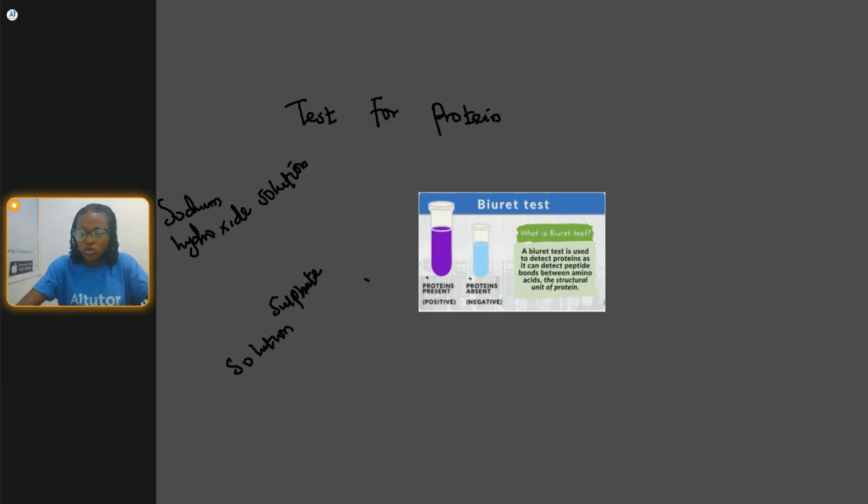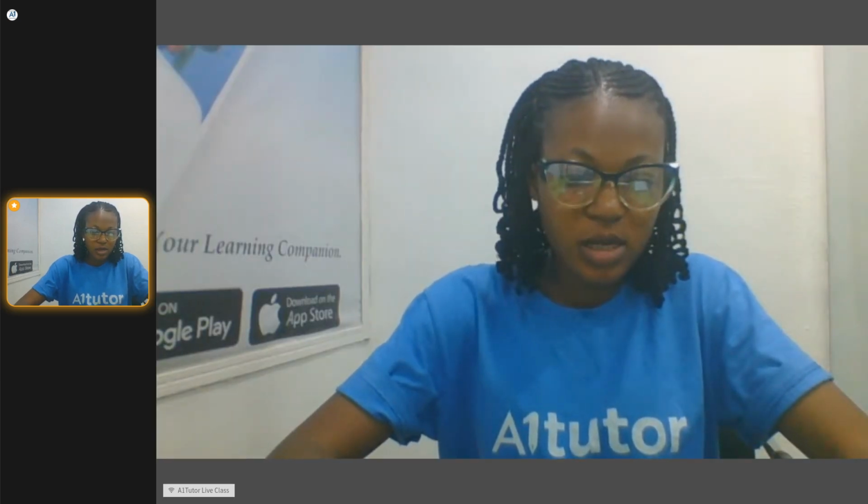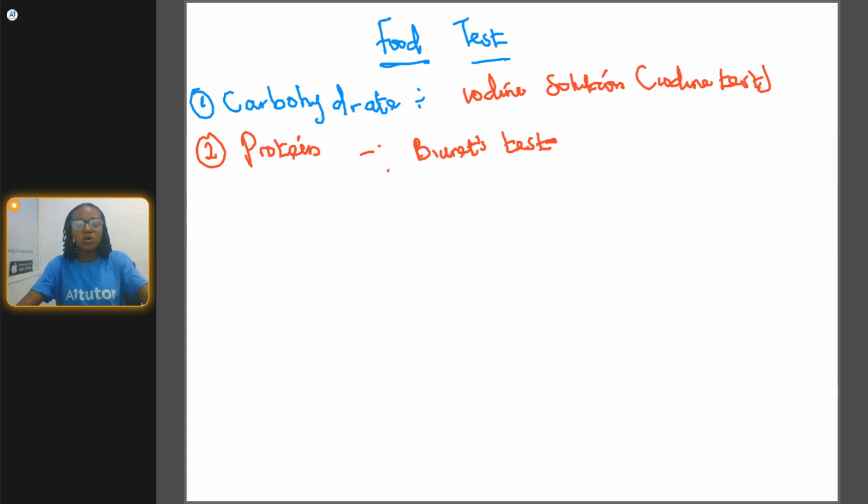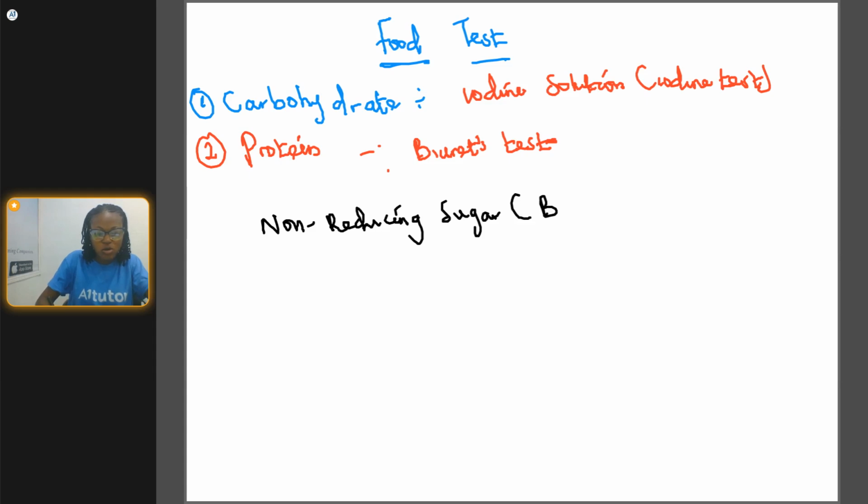Okay, so we move to another class of food, which is non-reducing sugar. I hope you have grasped what is here. We also want to look into how to test for non-reducing sugar. How can we do that? You can do this using what we call the Benedict test. I'm going to be presenting another chart for us to see the Benedict test.